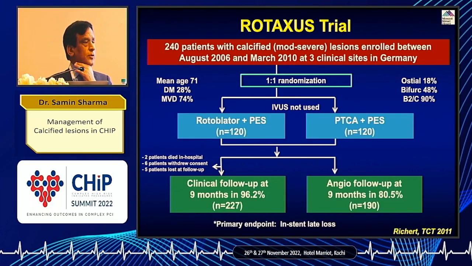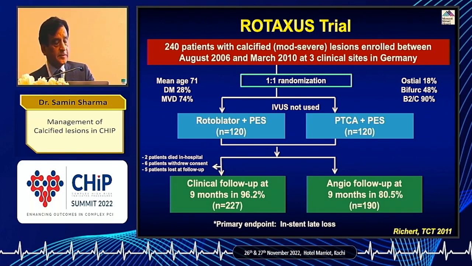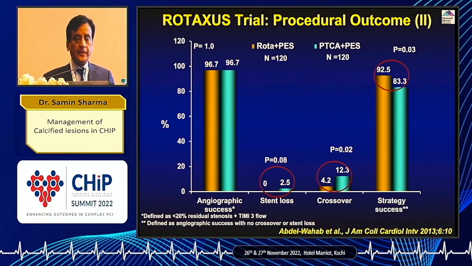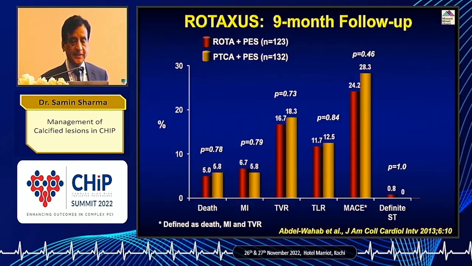We actually have 2 trials that really show the benefit of rotational atherectomy. The Rotexus trial was Rotablator plus paclitaxel-eluting stent versus PTCA, and basically showed that if you don't do rota, about 16% of the time you'll have that rota regret. Something else needs to be done. Rotational atherectomy did increase procedural success, but the overall 9-month follow-up was not different.